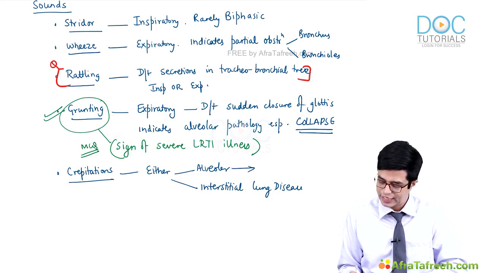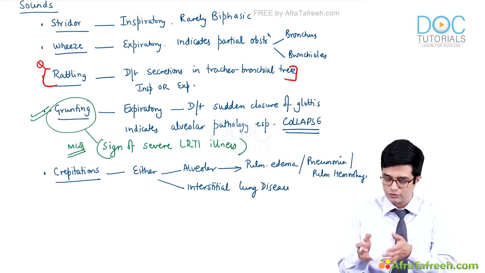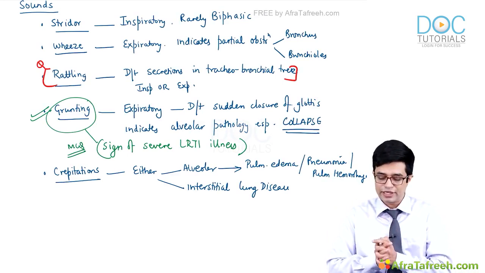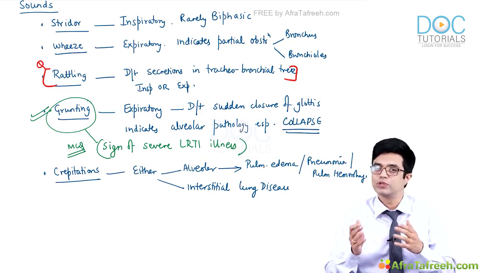Alveolar pathology can be in the form of pulmonary edema, which can be interstitial or alveolar edema. It can be seen in mucus collection in the alveoli like pneumonia. It can even be seen in pulmonary hemorrhage where there is blood. So, anything inside the lumen of the alveolus or around the lumen in the interstitial region will have a tendency to produce crepitations. So, these are the abnormal sounds and what do they indicate?